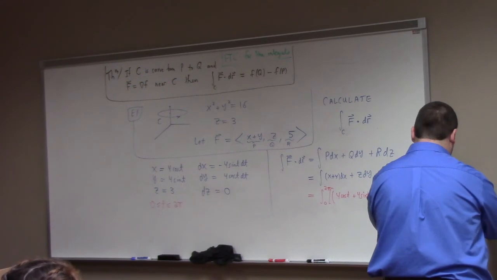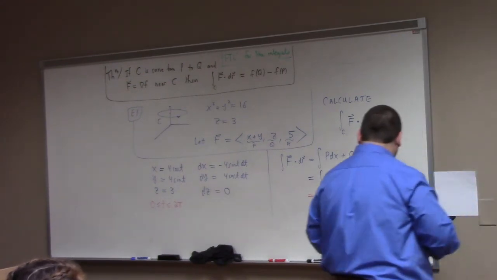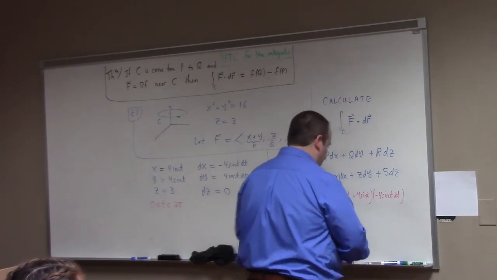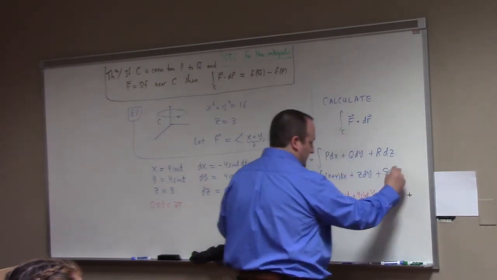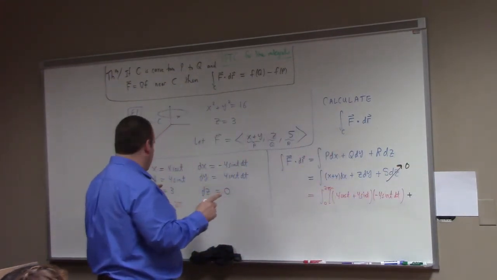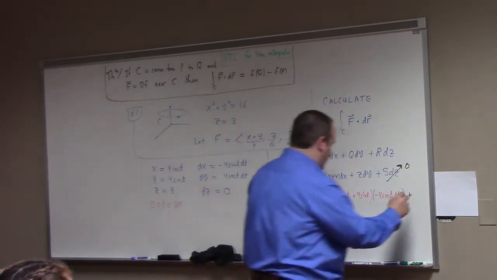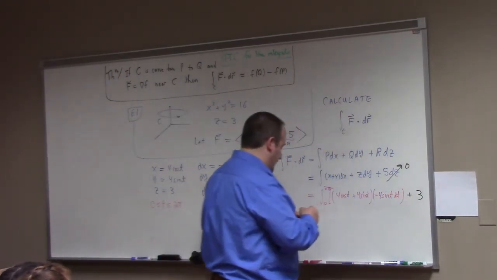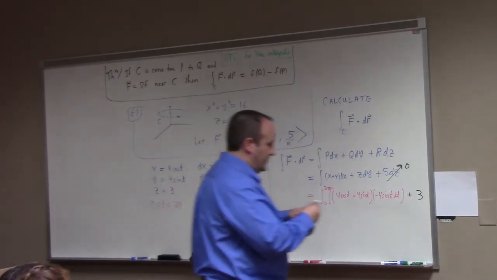We'll see who wins today. All right. Plus, now dz is 0. Well, z is what? 3. So we got 3. And then what's my dy? 4 cosine t dt, right?